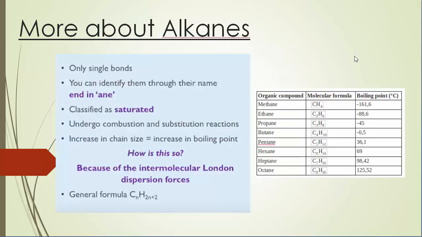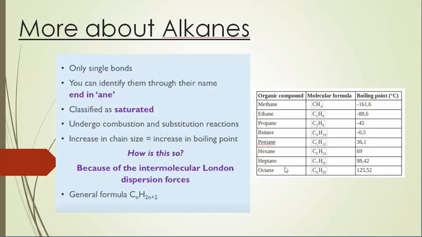So we will go through a little more about alkanes. The alkanes are a family of hydrocarbons containing only one single bond between the carbon atoms. You can also identify them through the name ending in ane. Alkanes are also classified as saturated hydrocarbon, and it can undergo combustions and substitution reactions.